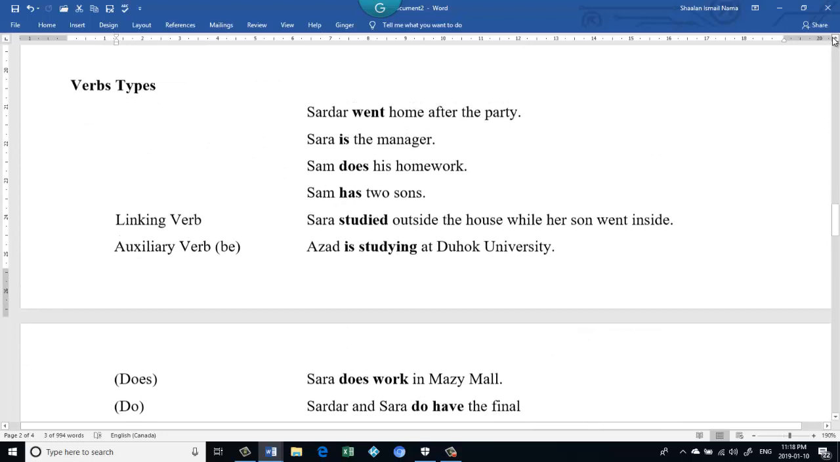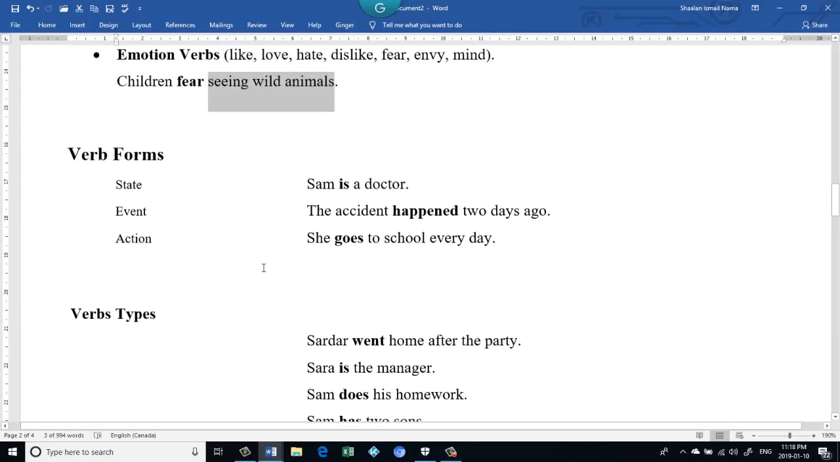We have 3 kinds of verbs or forms of verbs. We have state, which means we're saying this, or it could be an event, or it could be an action. For example, Sam is a doctor. We're stating the condition of Sam, or what Sam is. Sam is a doctor. Here is the subject, Sam. Here is the verb, which is an auxiliary verb acting as a main verb. Then a doctor is the object.